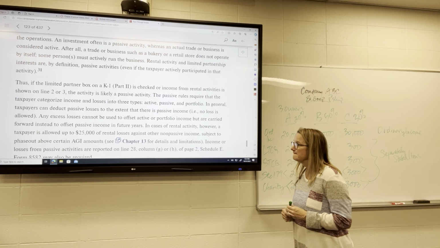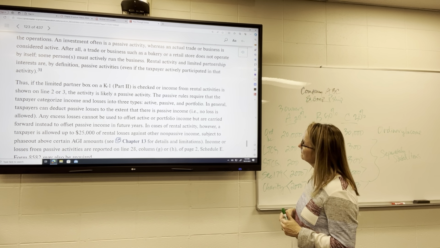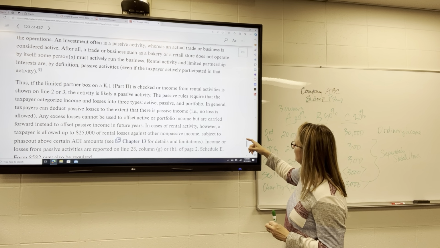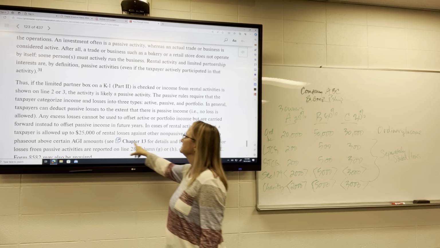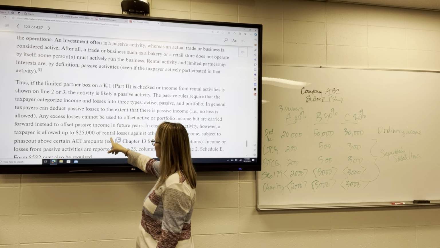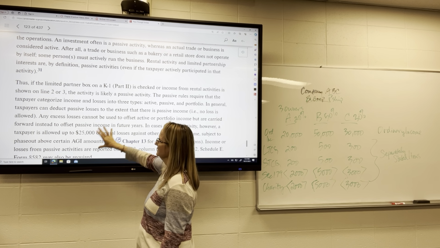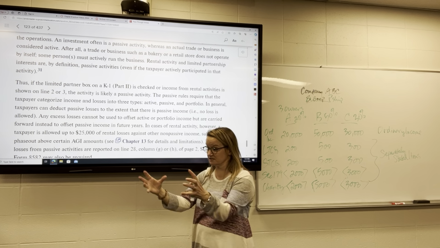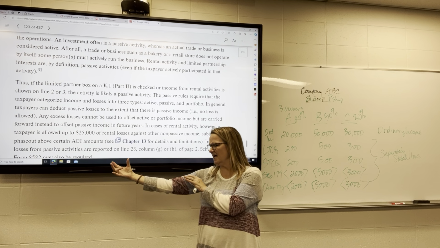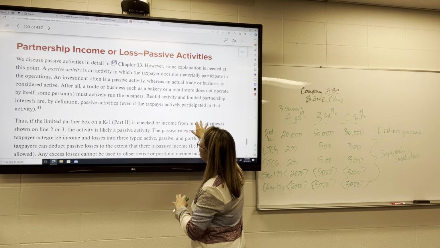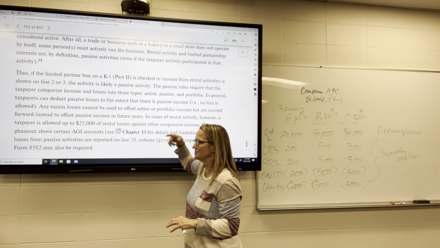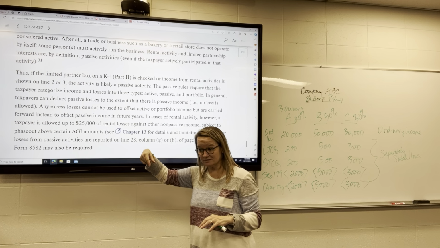Yeah, so you can expand this line in cases of rental activity. However, a taxpayer, this has to do with the passive income and loss limitation. So it's the loss limitation. I think they call it income and loss limitations, but there's really no limitation on the income side. It's just the loss side.